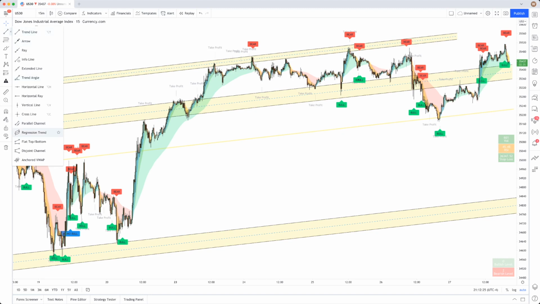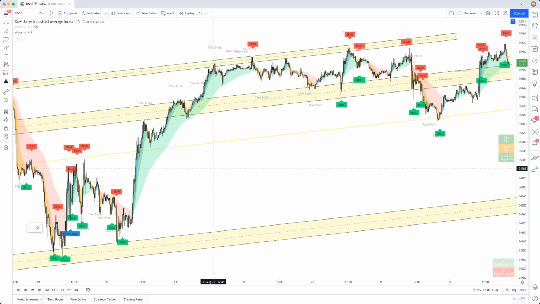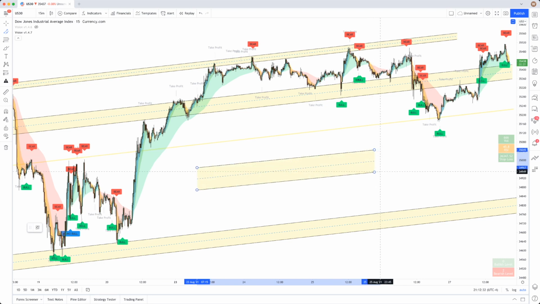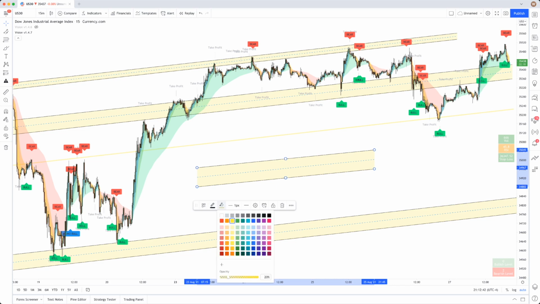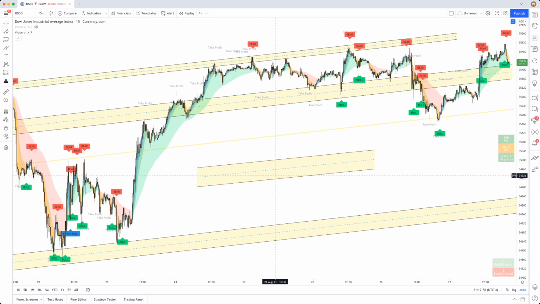I use these parallel channels a lot, and you just put it where you want it to start, put the end of it and drag it up or down. Then you can click on it and this little window will pop up. There's a fill color, and you can change it to whatever you want. I use yellow, I just like the way it looks. And this is the outline color. I use the black lines. And just like that.